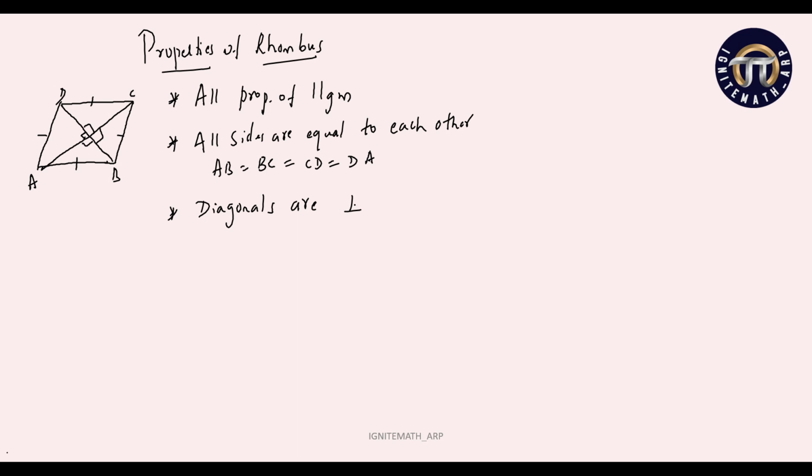So diagonals are perpendicular to each other. And diagonals bisect the vertex angle. Here you need to understand, whatever angle is getting bisected, since we don't know what the complete angle is, we cannot say what the value of each of these angles is.